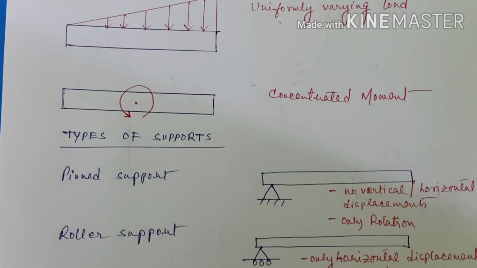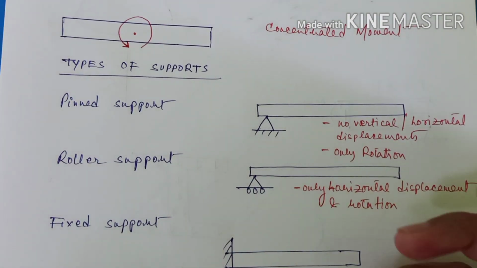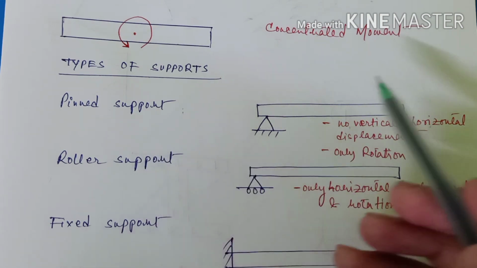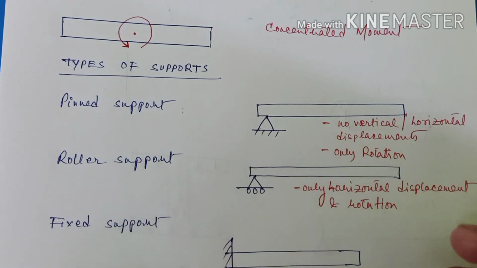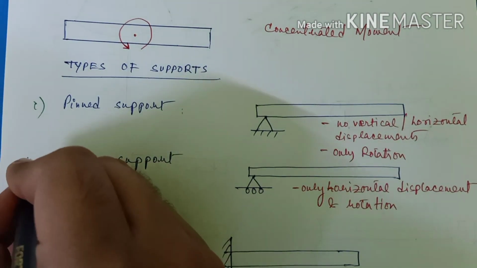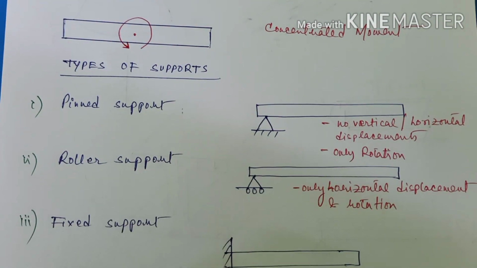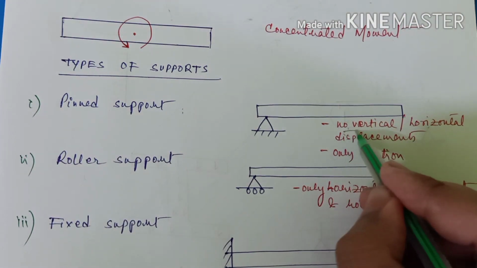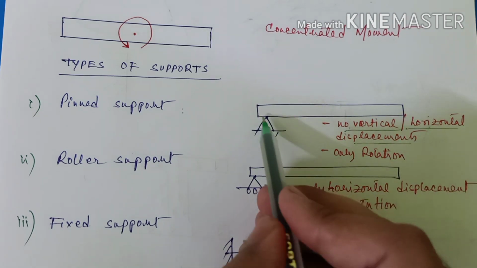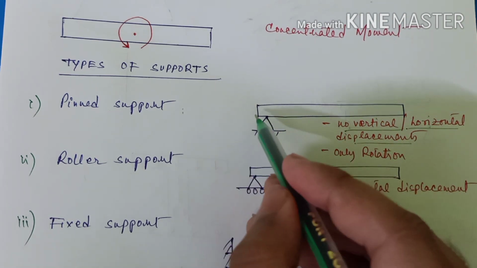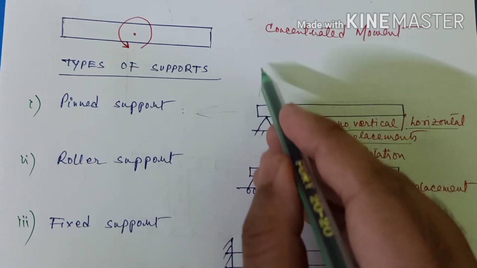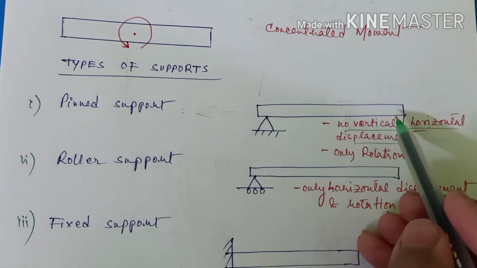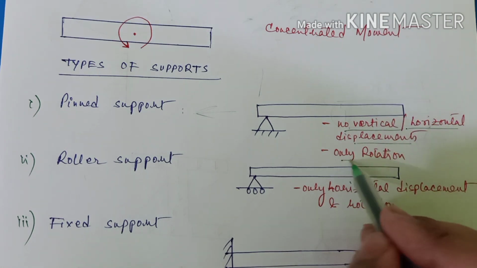Okay, so let us now talk about the types of supports. We can have three kinds of supports: pin support, also known as hinged support, roller support and fixed support. This is 1, 2 and 3, right? In case of the pin support, we will have no vertical or horizontal displacements. It cannot displace horizontally or vertically. The only degree of freedom that it can have is rotation.